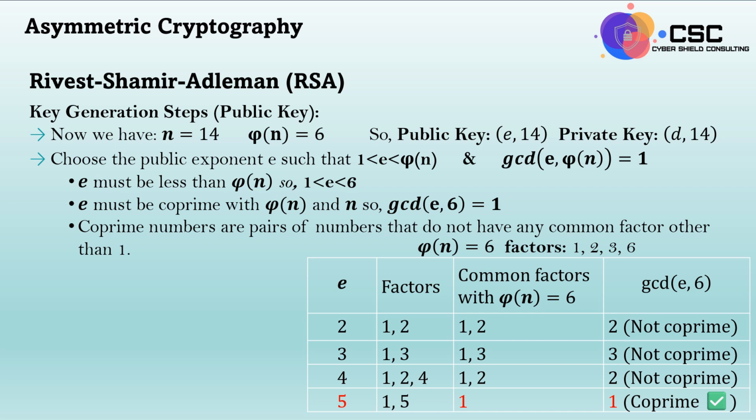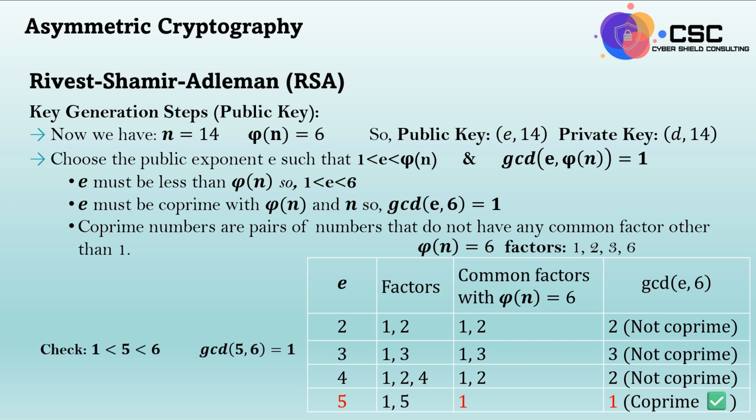If you look at 2, 3, and 4, these are not co-prime, because the greatest common divisor between e, when it's 2, 3, and 4, and 6, the totient, is 2, 3, and 2. So the greatest is not 1. So these are not co-prime. Until I found e equal to 5, where the greatest common divisor between 5 and our totient, which is 6 in this example, equals 1. So that's co-prime. So I found my e.